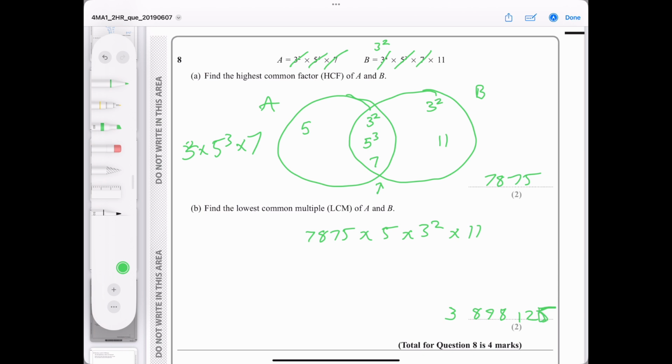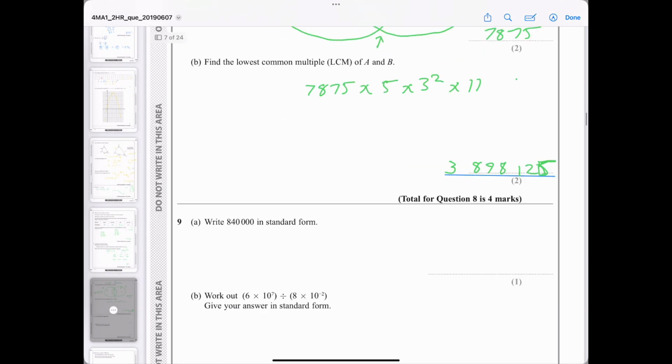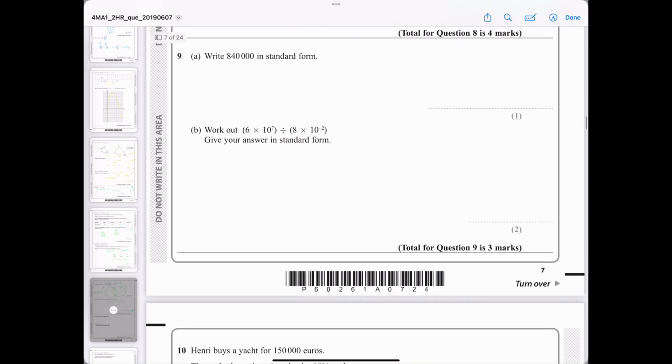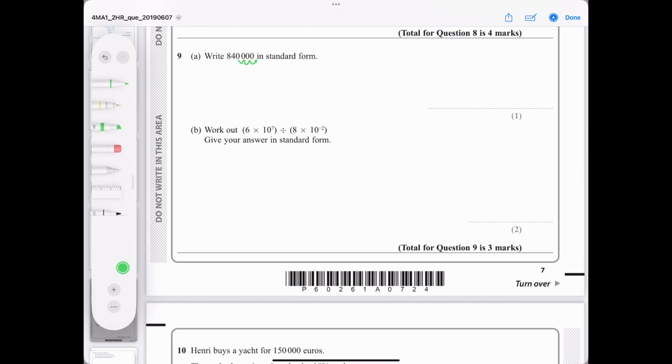Okay, and I think I can fit one more in the time. So that works. Let's have a little go, shall we? Write 840,000 in standard form. Okay, so if we took a dot there and we went that way, 1, 2, 3, 4, 5. So that means it would be 8.4 times 10 to the power 5.